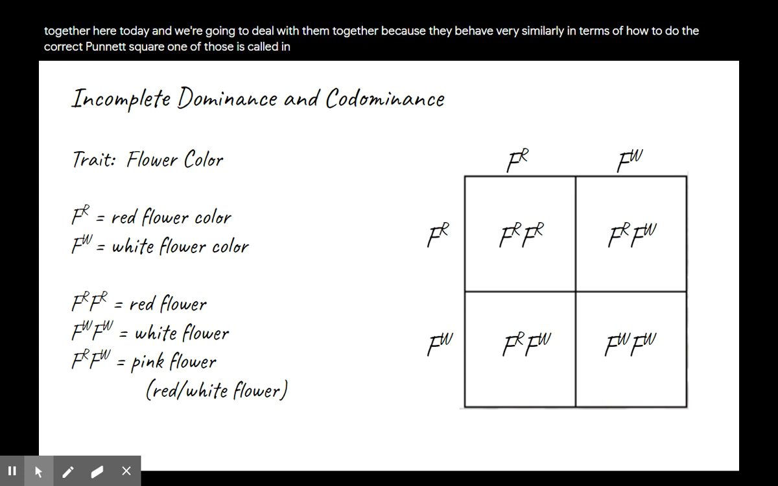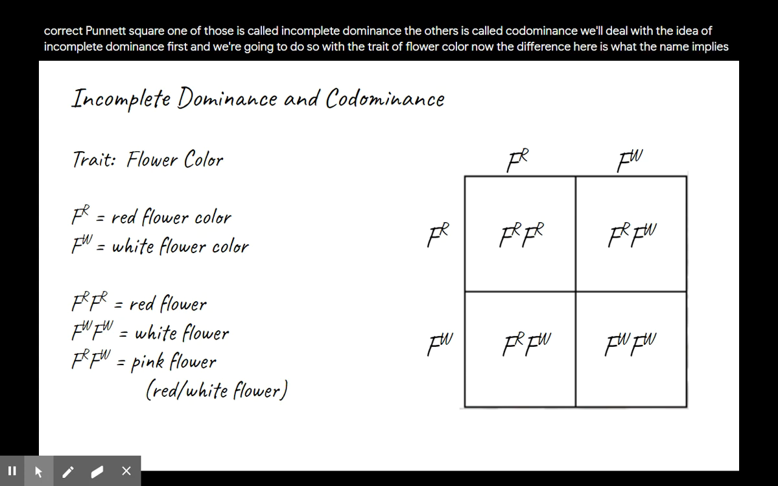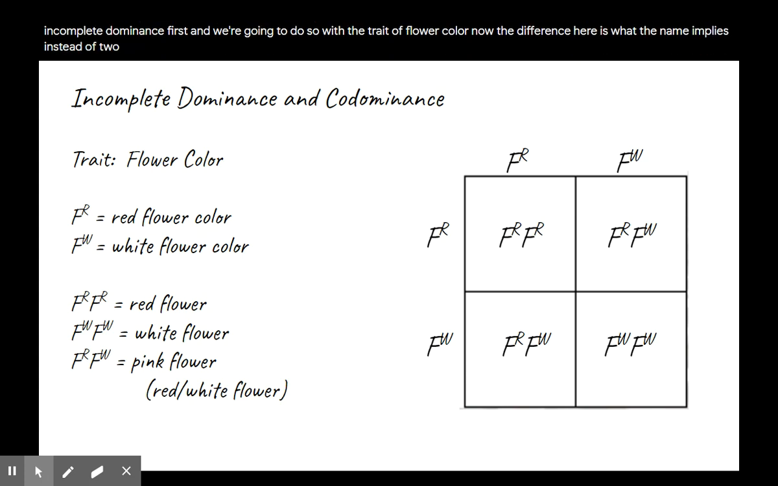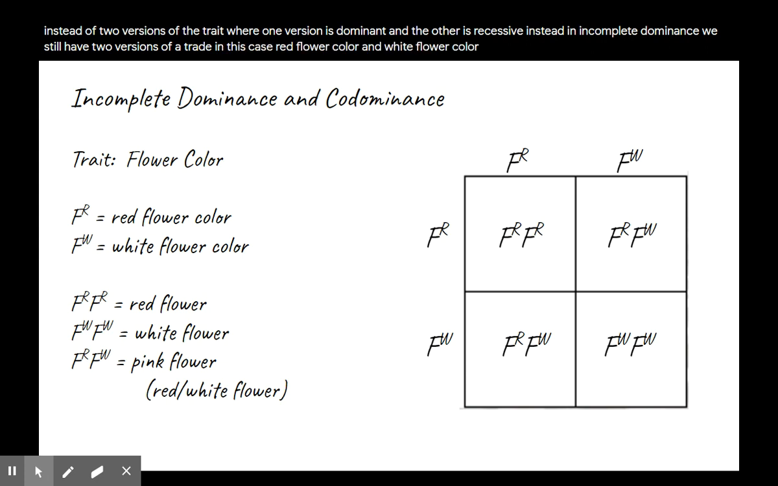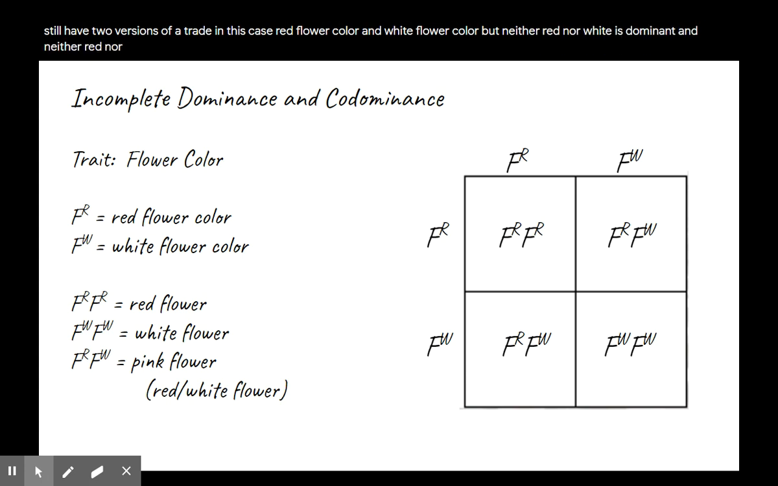One of those is called incomplete dominance. The other is called codominance. We'll deal with the idea of incomplete dominance first, and we're going to do so with the trait of flower color. Now, the difference here is what the name implies. Instead of two versions of the trait, where one version is dominant and the other is recessive, in incomplete dominance, we still have two versions of a trait, in this case, red flower color and white flower color, but neither red nor white is dominant, and neither red nor white is recessive. They're equal. They are of equal strength.